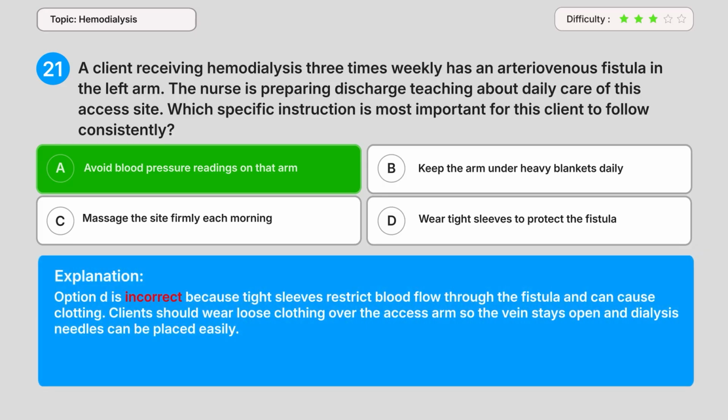Option D is incorrect because tight sleeves restrict blood flow through the fistula and can cause clotting. Clients should wear loose clothing over the access arm so the vein stays open and dialysis needles can be placed easily.